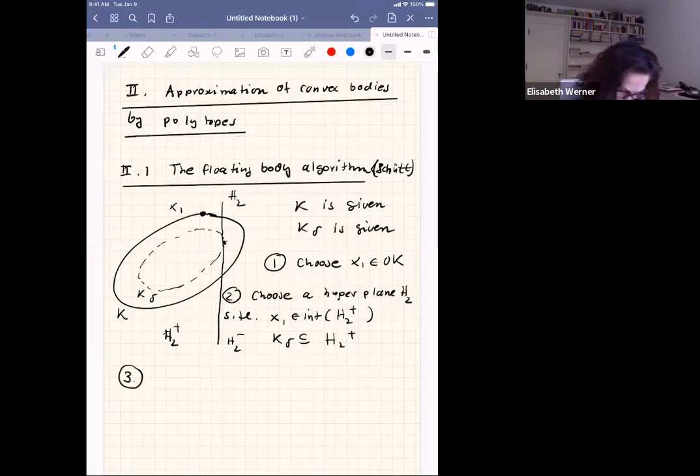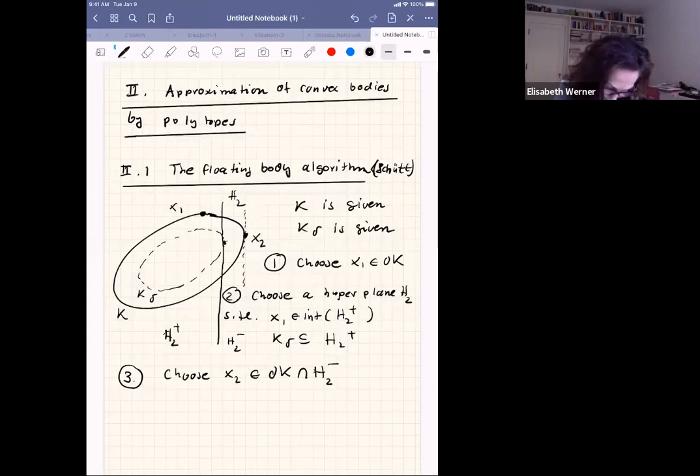We'll choose x2 on the boundary of K, and in the other half space determined by H2, namely we'll choose it in H2 minus, in such a way that in a sense it is furthest away from this hyperplane. Like if we would move H2 to get a support hyperplane to the body, then we'll take, for instance, this x2.